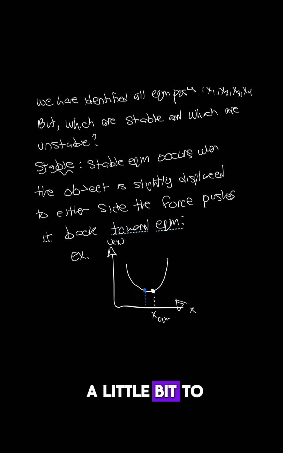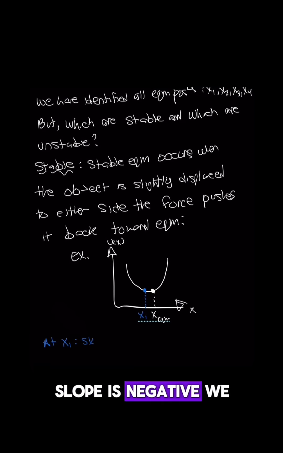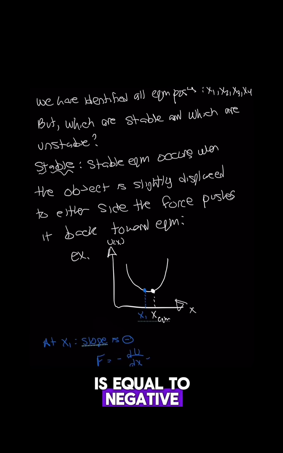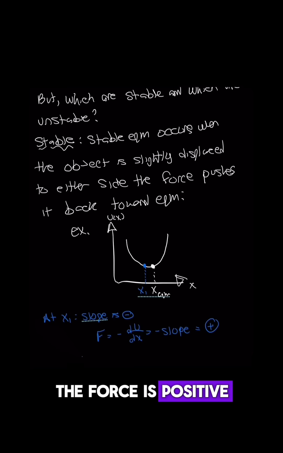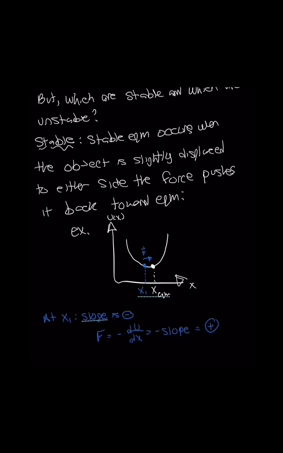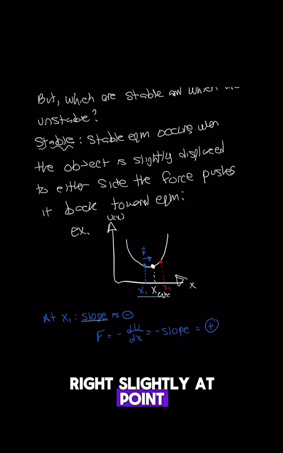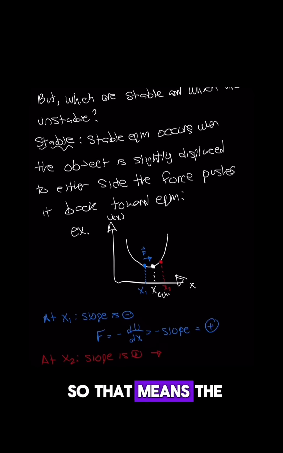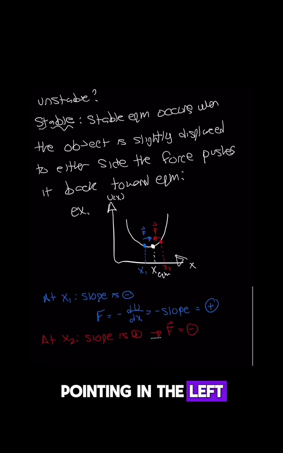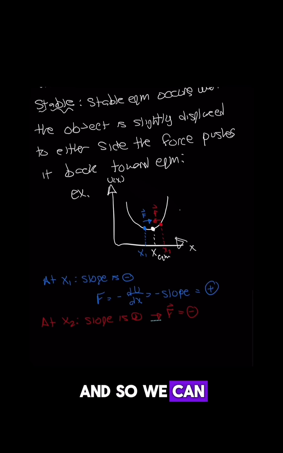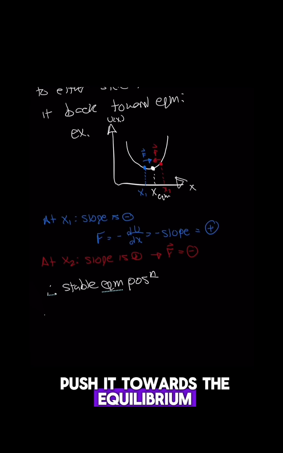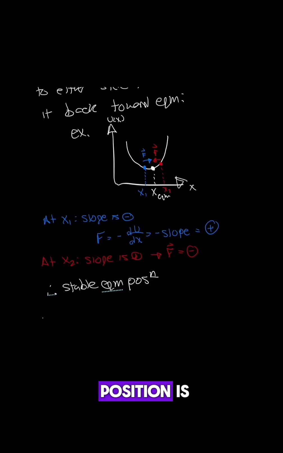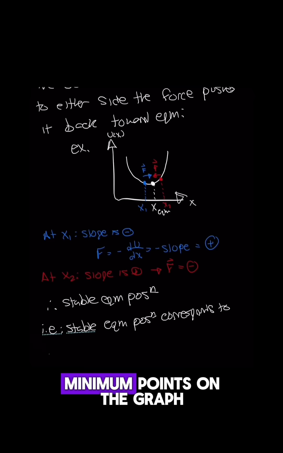If we displace it a little bit to the left at point x1, slope is negative. We know that the force is equal to negative change in potential energy, equal to the negative slope. So if the slope's negative, the force is positive, and so that's going to point in the right direction towards the equilibrium position. If we displace it to the right slightly at point x2, the slope is positive, so that means the force is going to be negative, pointing in the left direction towards the equilibrium. And so we can see that this is a stable equilibrium position because slight displacements both push it towards the equilibrium. An easy way to find the stable equilibrium position is it corresponds to the minimum points on the graph.